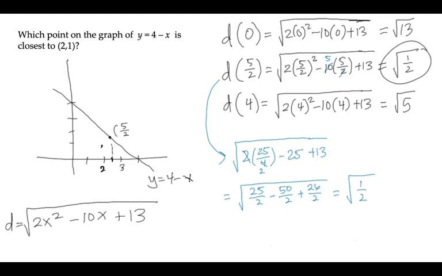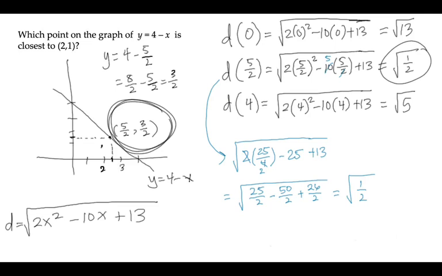To find the y-coordinate at that point, I just need to plug it into the equation of the line. y equals 4 minus x, so y equals 4 minus 5/2. Think of 4 as 8/2, and you get 3/2. So that's my y-coordinate, 3/2. And 3/2 is 1.5. That actually looks exactly like where that should be. So that's your answer. That is the point on the graph of 4 minus x that is closest to the point 2, 1. That's it for this one.